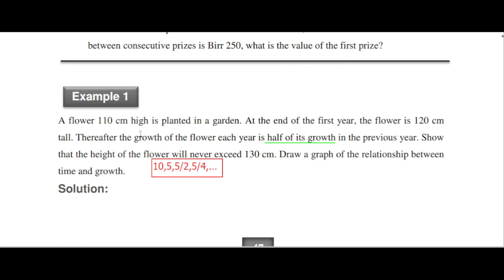Now this shows that the height of the flower will never exceed 130 cm. This is obviously a geometric sequence with the first term 10 and a common ratio r of 1 over 2. Now let's compute the sum of this geometric sequence. Let's compute S infinity.